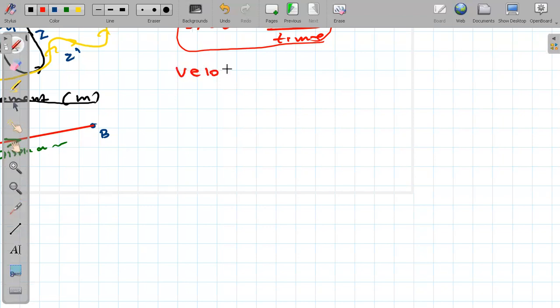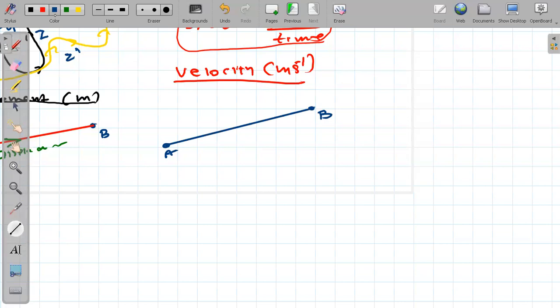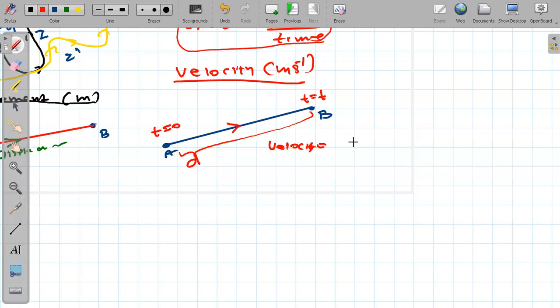Now just write velocity. It is also measured in m s minus 1. Starts at t equals 0, finishes at t equals t. Okay, guys, here, velocity is displacement over time.